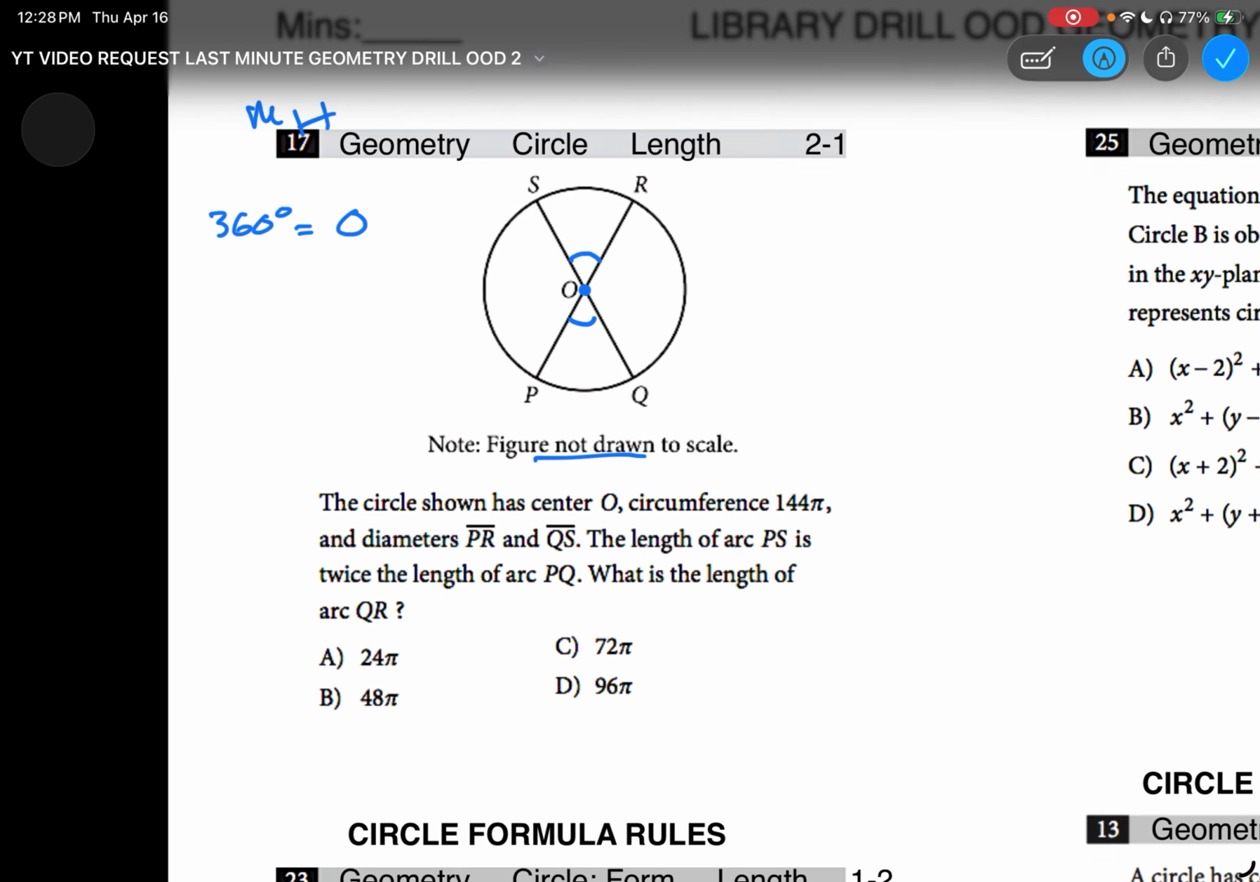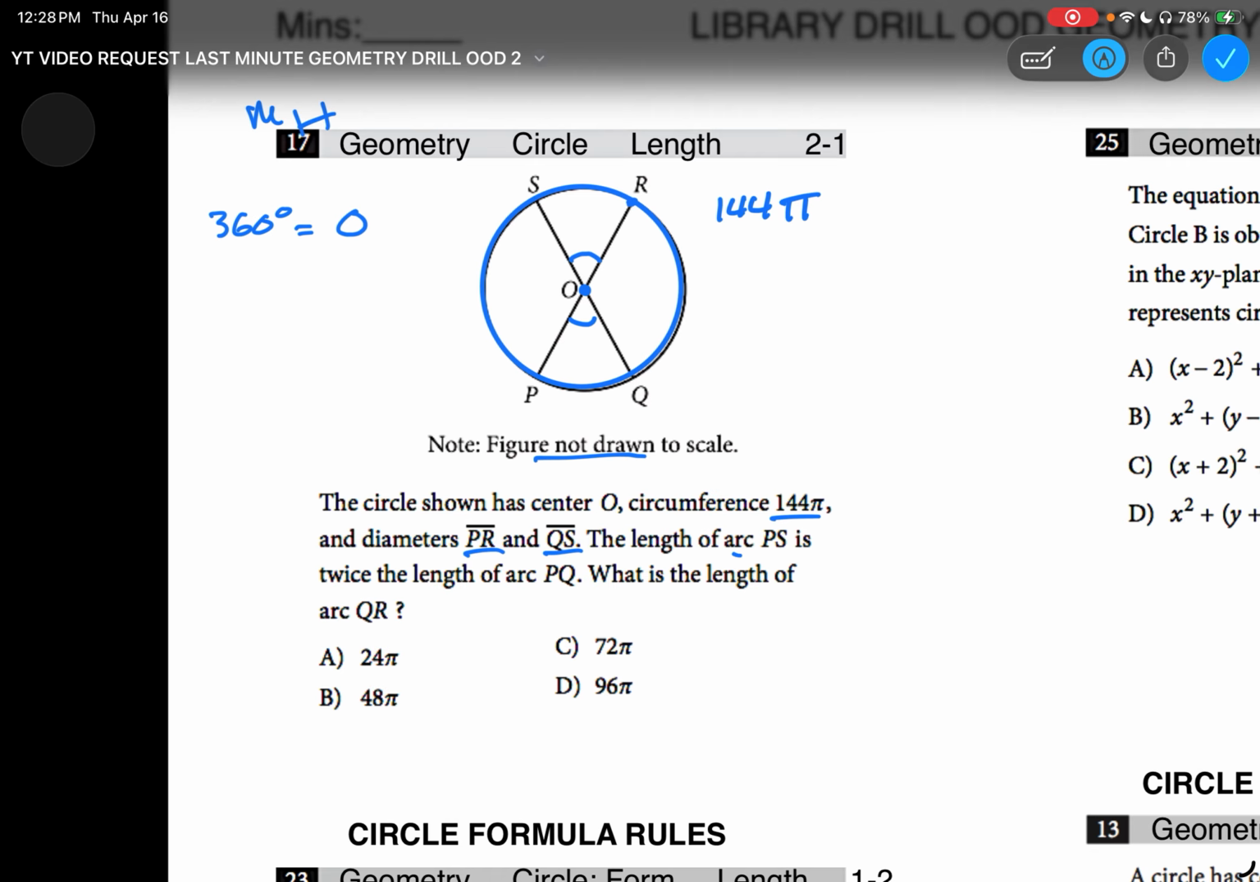The circle has a center O, which you already know. The circumference is 144 pi. So that means the entire measure from, let's say, R all the way around back to R is going to equal what? 144 pi. The entire distance all the way around measured. It could be inches, centimeters, whatever it is. It's just a measurement going all the way around. These are the diameters PR and QS. Those are the two black lines intersecting the middle. All right, we understand that.